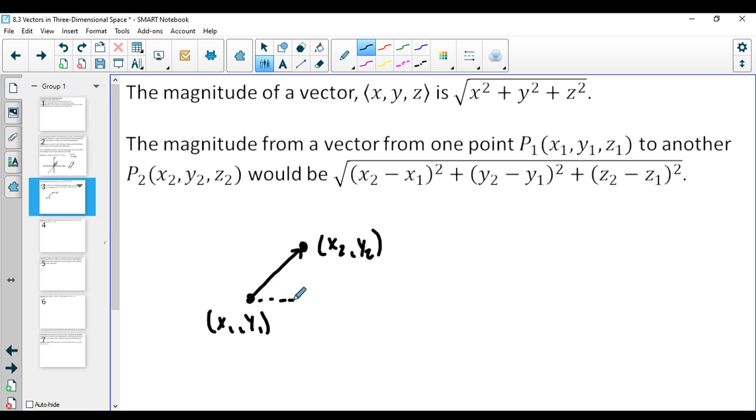This would be the change in x, or x2 minus x1. This would be the change in y, or y2 minus y1, right? And then Pythagorean theorem, x2 minus x1 squared plus y2 minus y1 squared got us the magnitude here. Now that we're in 3 dimensions, it's pretty much the same idea, except now we have that z2 minus z1 squared tacked onto there.